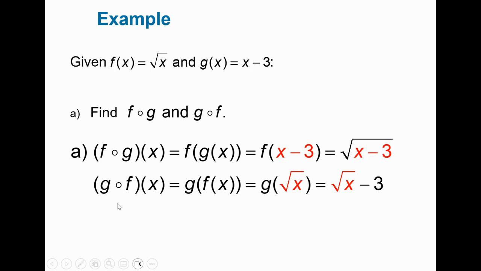g composite f of x, wherever I see x in my g function, I'm going to make the substitution. I'm going to replace that x with f of x. Where do I see x? Right there. So in place of x, I'm going to be substituting in the f function. So in place of x, I'm going to be putting in radical x, and then I'm going to subtract 3. What do I end up with? Radical x minus 3. Okay.